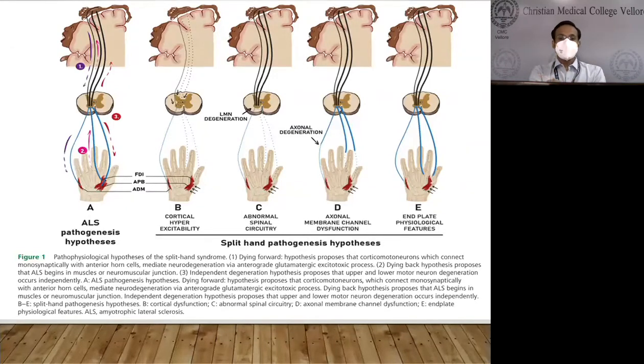There are other abnormalities where there are intrinsic problems. They are saying that there is selectivity even in the ventral horn cells, and that certain neurons which supply the APB and the FDI get affected more. So that is the dying back degeneration, the dying back axonal degeneration. And in some of them, there are specific neuromuscular junction abnormalities in these neurons. So these are all the various hypotheses that they mentioned on why this split hand phenomenon occurs.